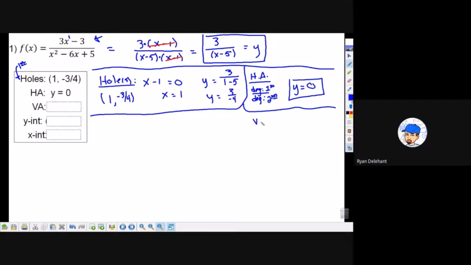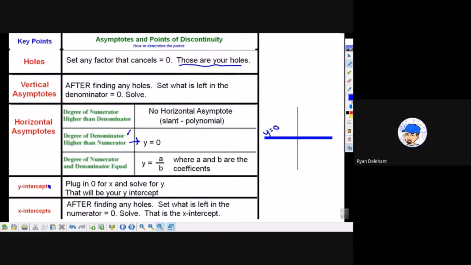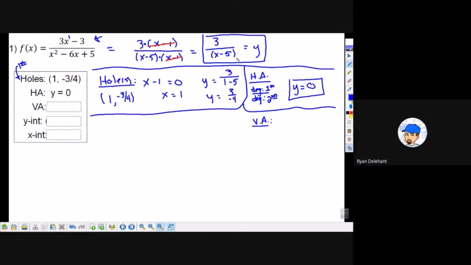Let's do vertical asymptotes next. So let's jump back over to our notes. Vertical asymptotes. It says, after finding holes, see what is left in the denominator. It should be a comma. Set it equal to 0 and solve. So this is where we found our holes. This is what's left. This is the important part of this, what we'll work with most of the time. You want to work with the fraction after you factored it. So what's left in the denominator?